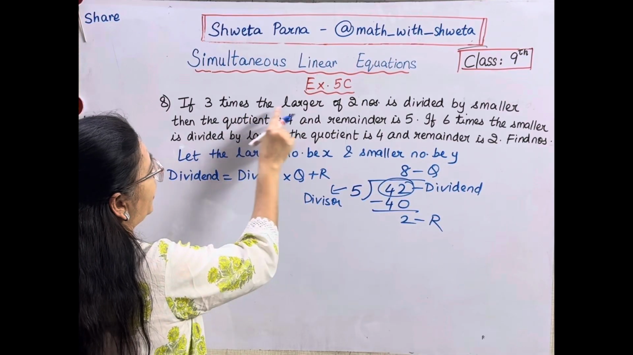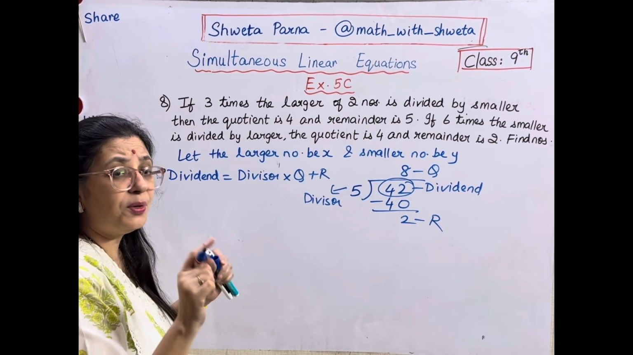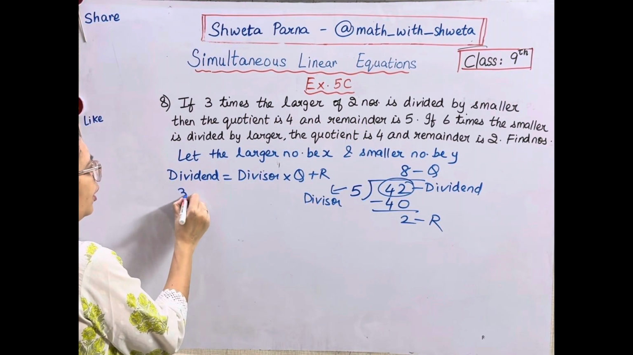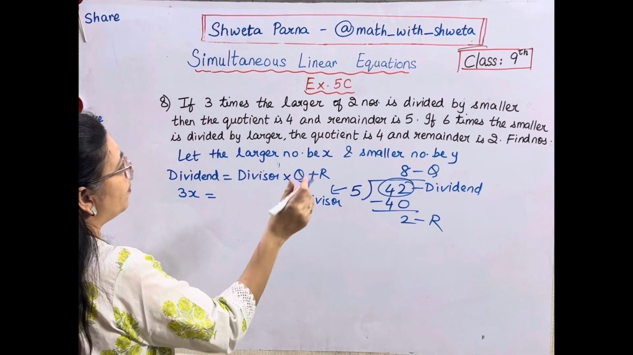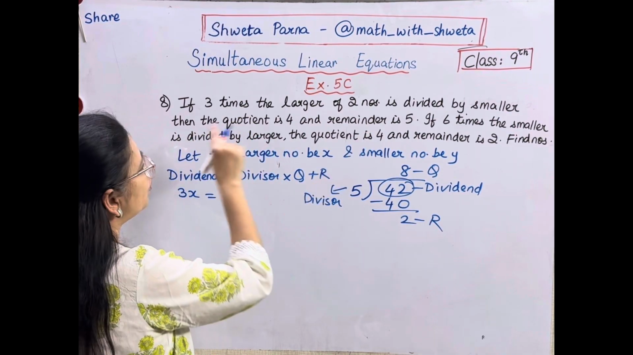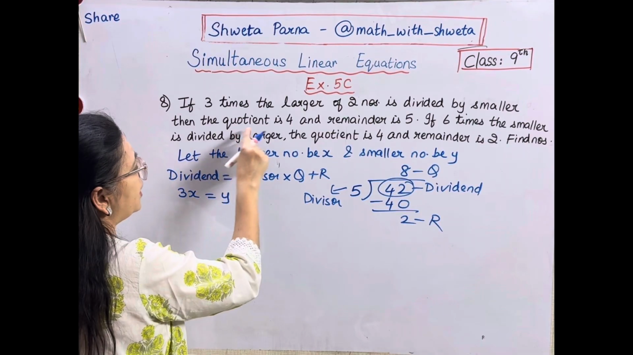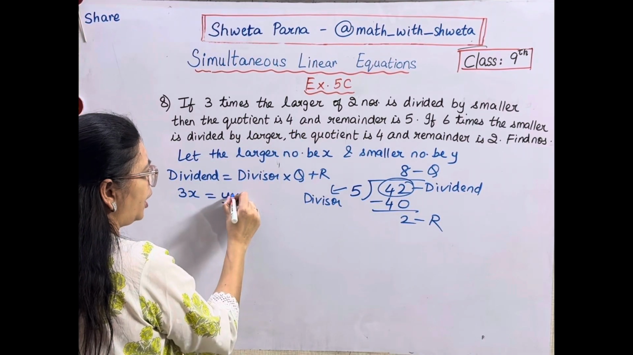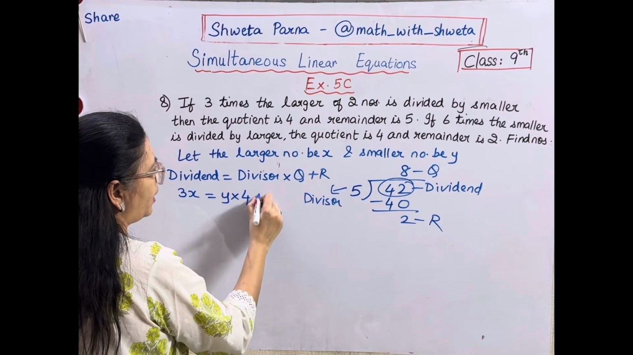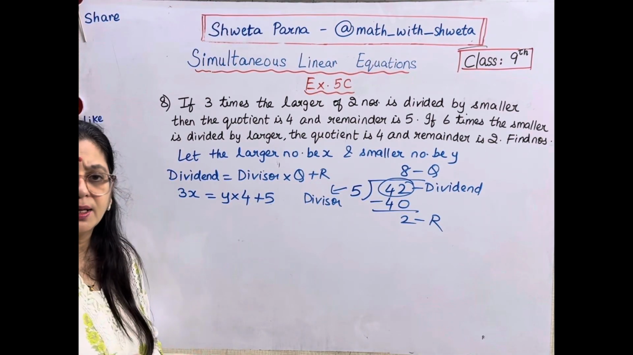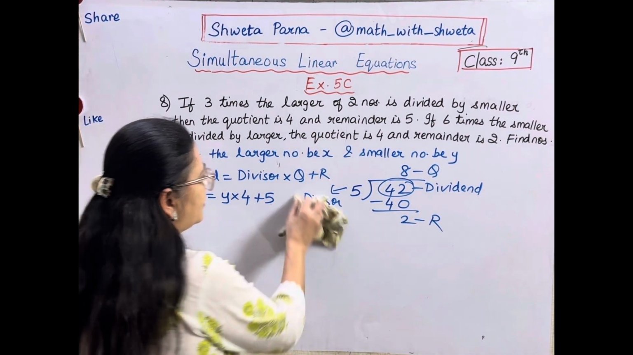Now, 3 times the larger of the two numbers is divided, so that becomes your dividend. And it is divided by the smaller number. Smaller number is y. Then the quotient is 4, so y into 4, and the remainder is 5. I hope it's clear. Let's understand this better.